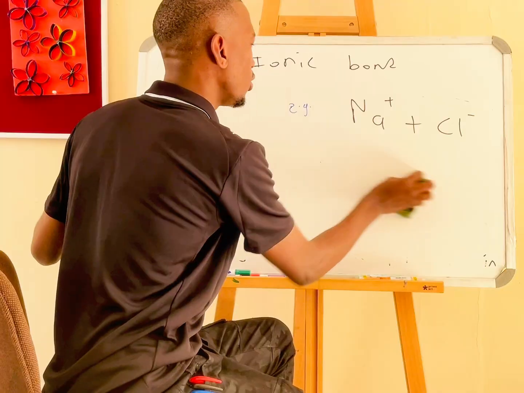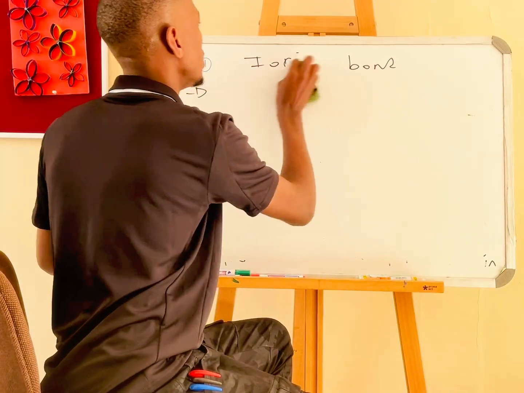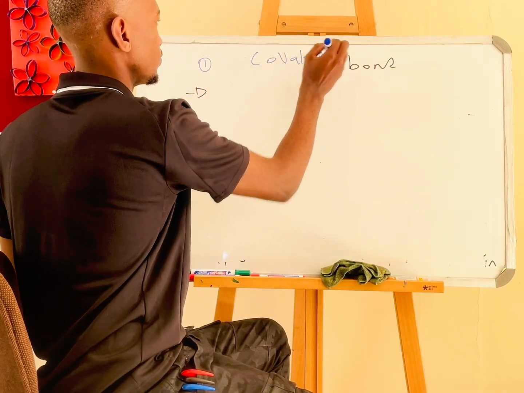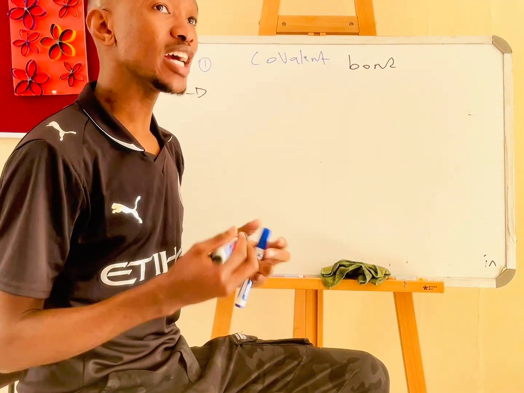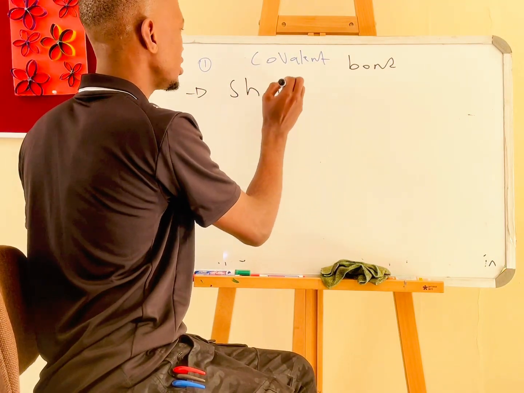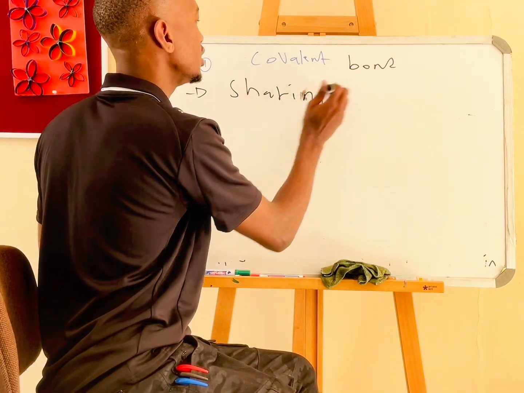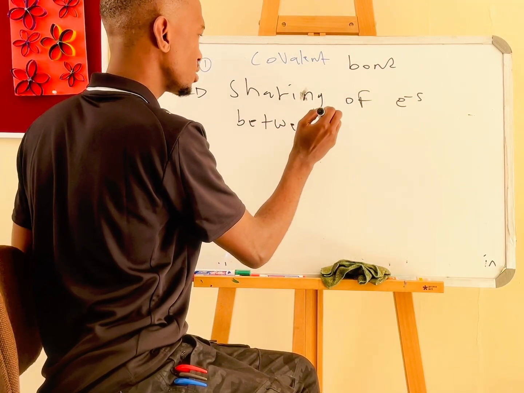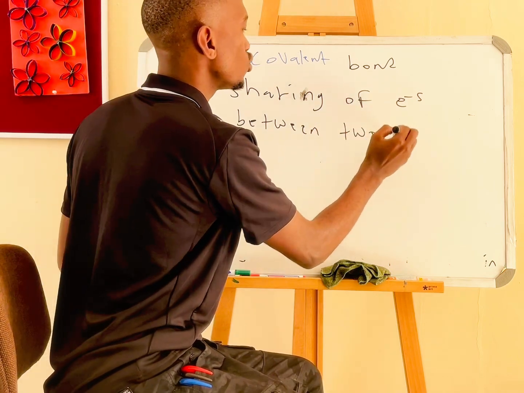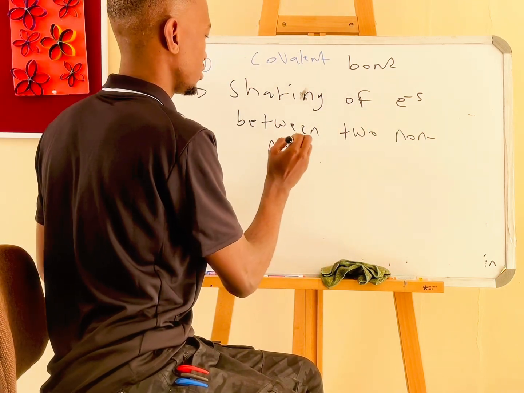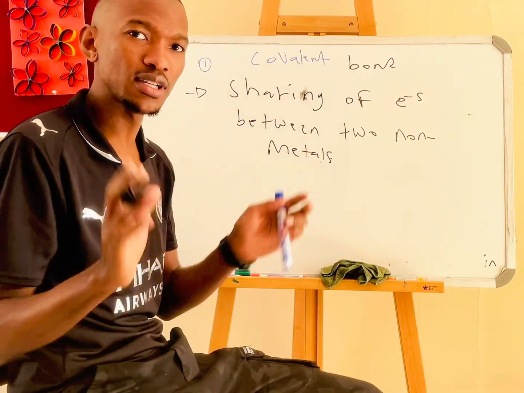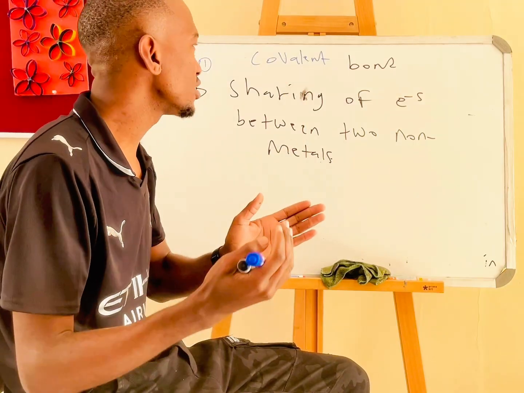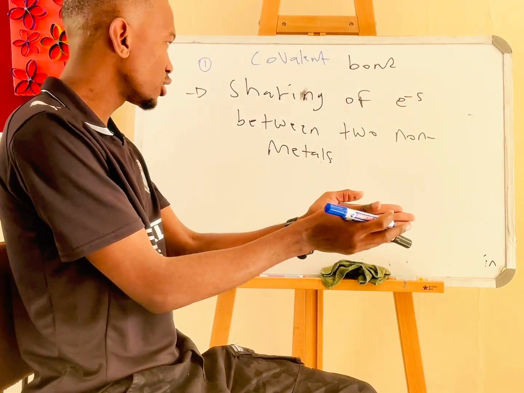Now let's go to what we call a covalent bond. Guys, a covalent bond is a type of bond in which there is a sharing of electrons. Here we talk about sharing of electrons between two atoms, but I'm just going to say between two nonmetals, just to summarize the best definition for you. A covalent bond is a type of chemical bond in which there is sharing of electrons between two nonmetals.